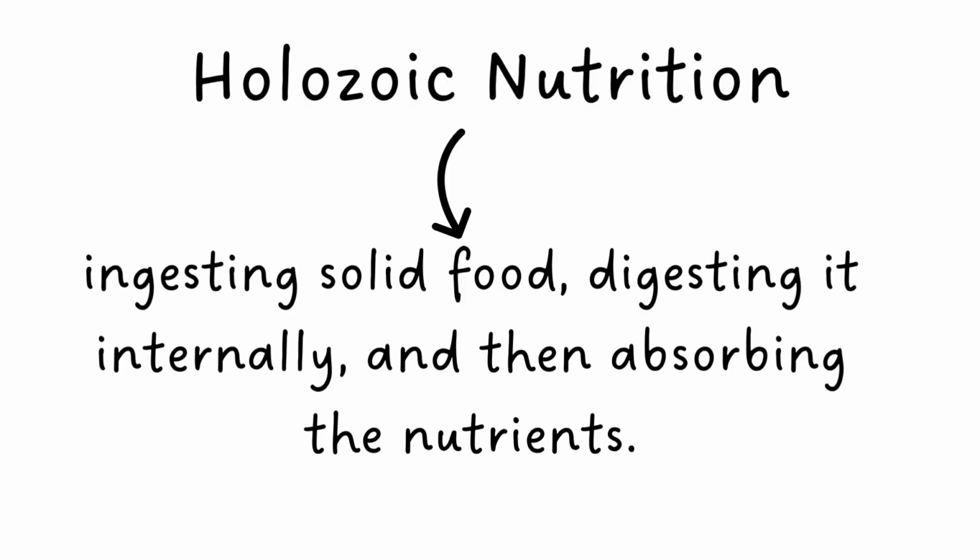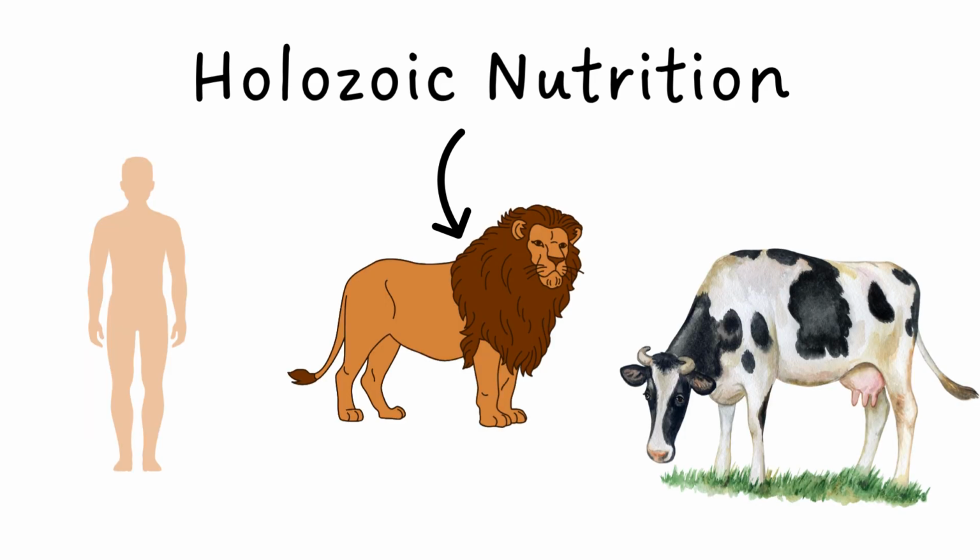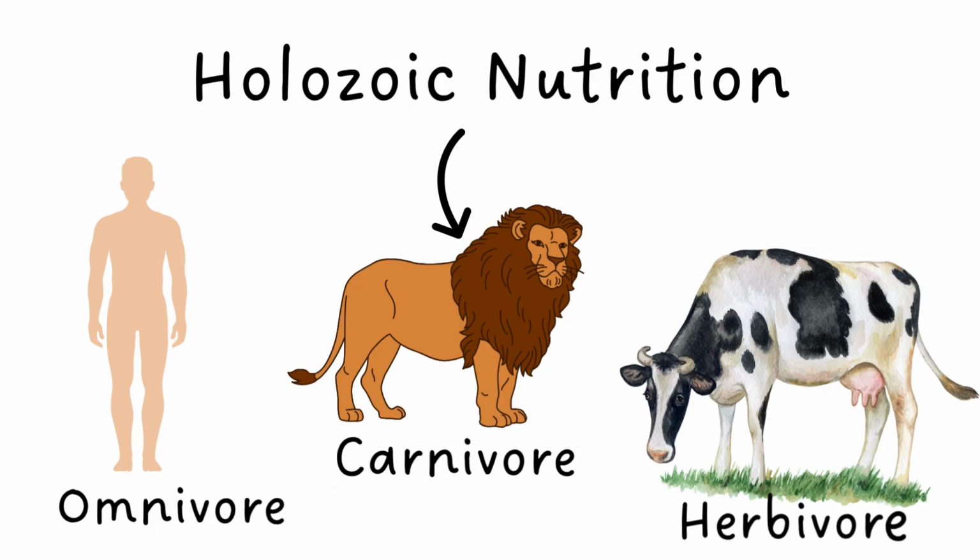Holozoic nutrition involves ingesting solid food, digesting it internally, and then absorbing the nutrients. Examples include humans, lions, cows, etc. This group can also be classified into omnivores, carnivores, and herbivores.